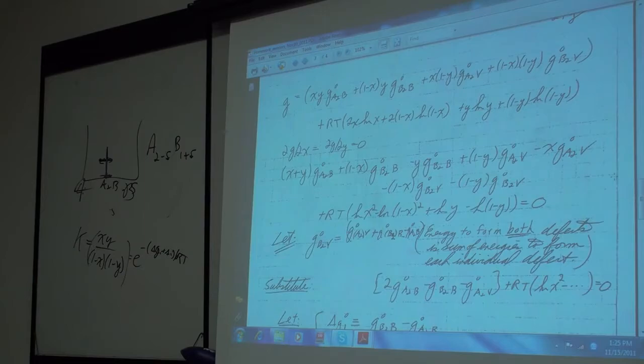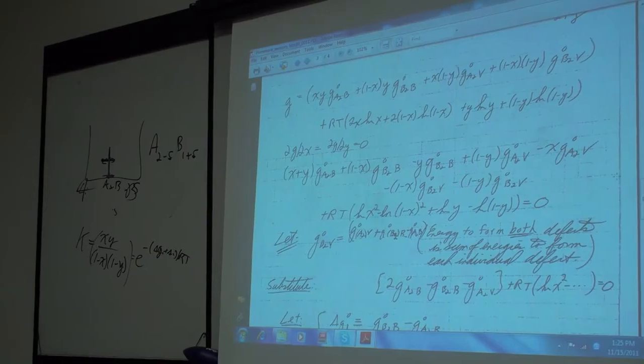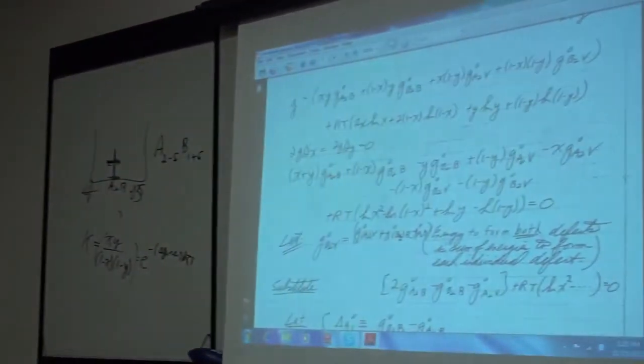It's not 1. The total number of A plus B sites is 1. But the total number of B sites plus the total number of interstitial sites is 1 minus delta. I do believe. I wouldn't worry too much about it. Any more on this one?